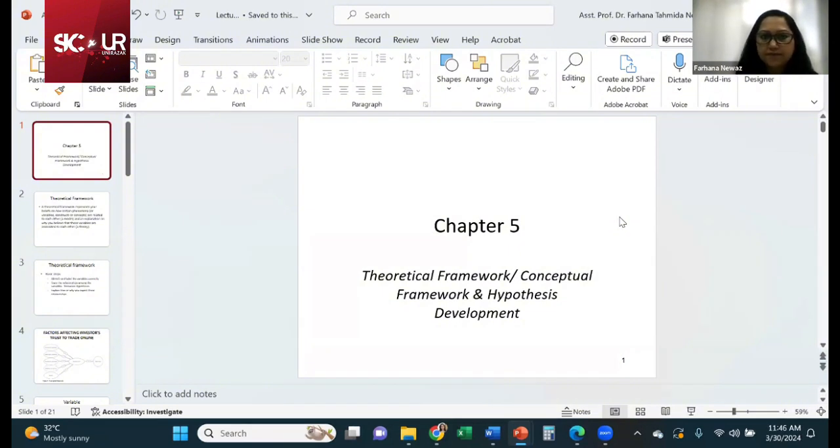Make sense or not? Theoretical model, conceptual model, same thing, a research model, but the difference is that a theoretical model is based on only one theory when we draw the model, theoretical model or theoretical framework, while a conceptual model is based on several theories, and then we get the ideas, apply them to draw our research model, and that will be called a conceptual model.